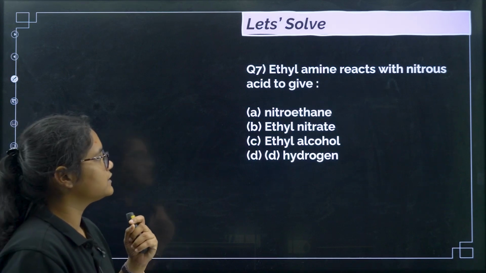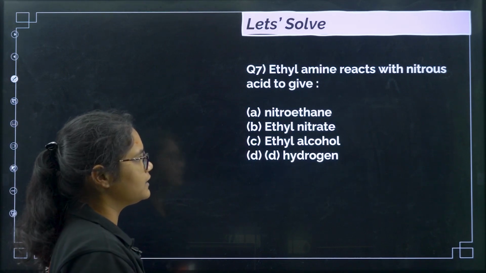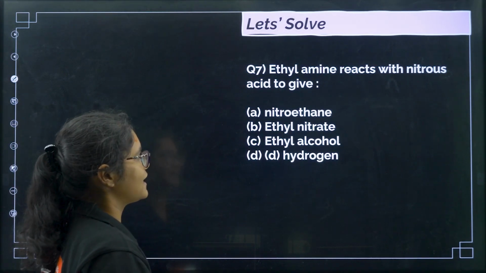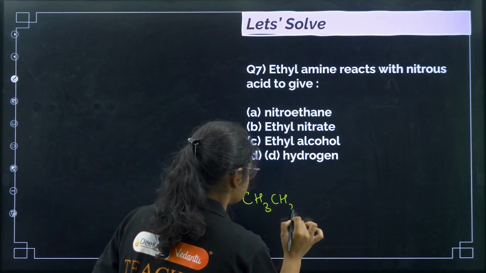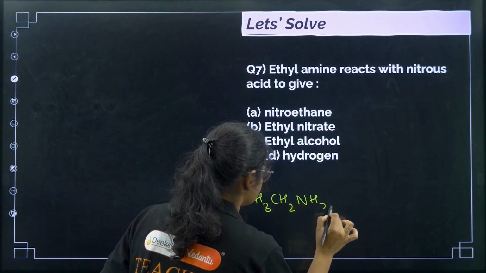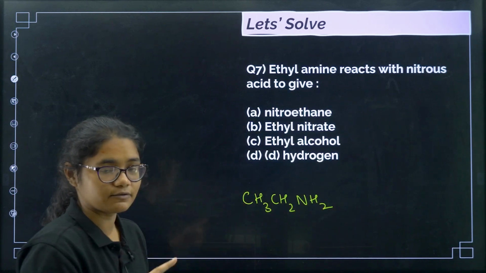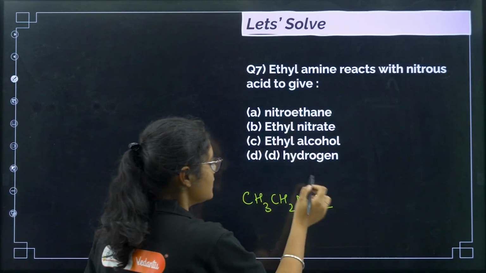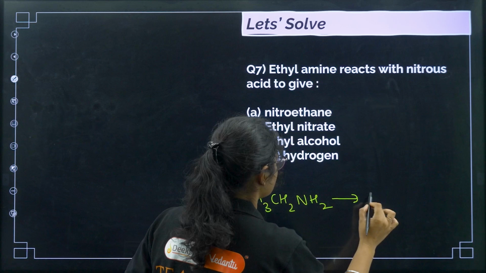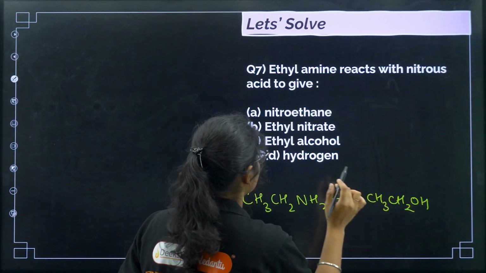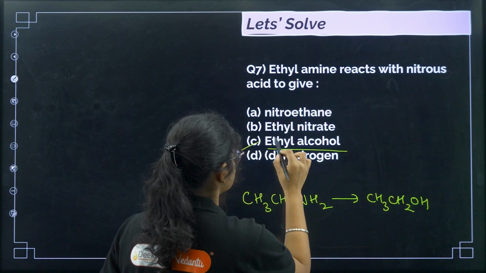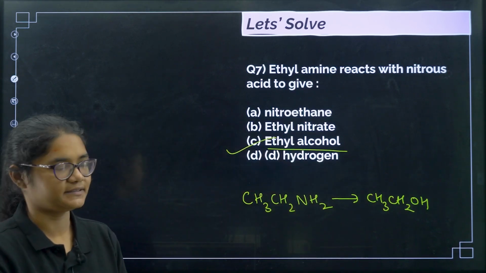Now coming to the 7th question here. Ethyl amine CH3CH2NH2 reacts with nitrous acid to give? So this is an aliphatic amine. Just now we discussed reaction with nitrous acid. So aliphatic amine will give you what? Alcohol. So we will get ethanol, that is ethyl alcohol. So correct answer is option number C.